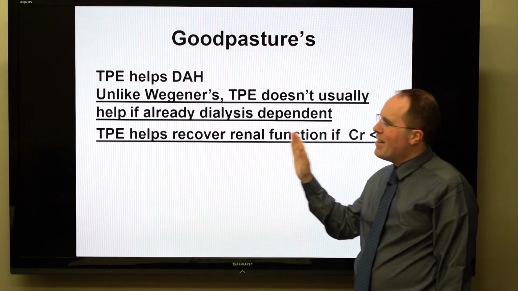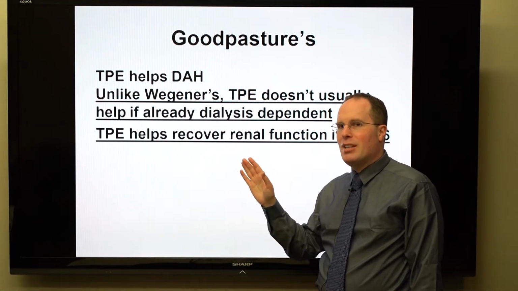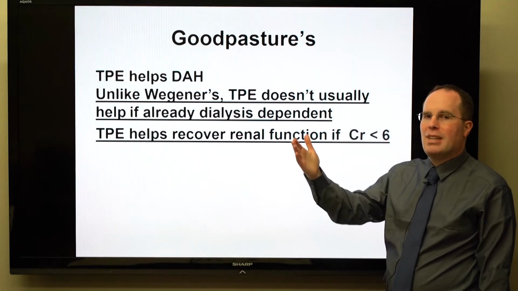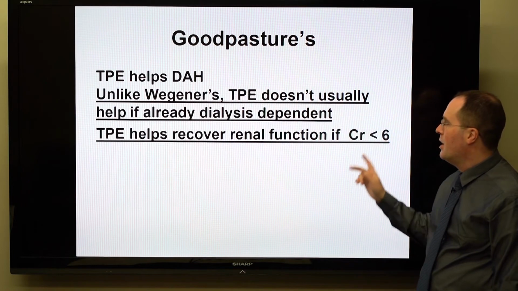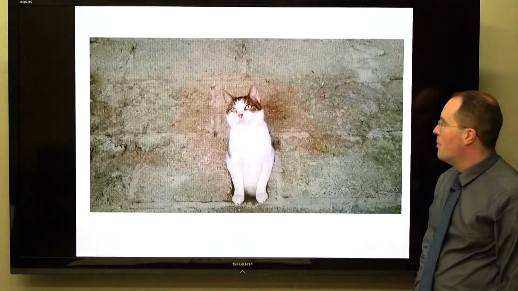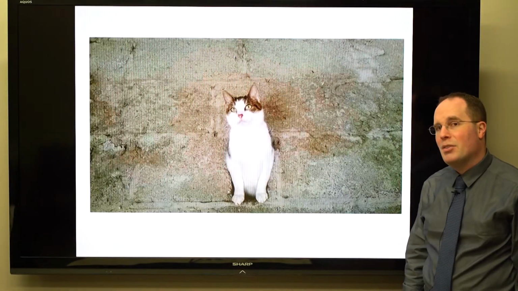If, however, they have moderately damaged kidneys, right? They're not normal, but they're not dialysis dependent. Plasmapheresis can help recover kidney function if the creatinine is less than 6. And that's all I had to say about Goodpasture's.